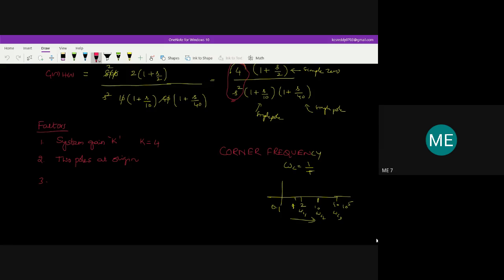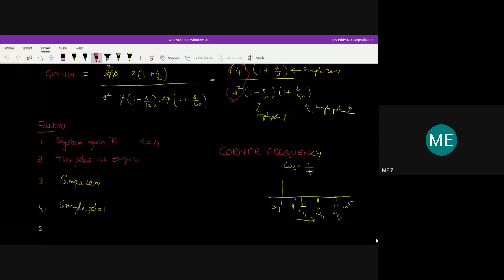Likewise, we need to find the sequence of omega c1, omega c2, omega c3. So which one is omega c1 here? If you look, it is the simple zero. So the simple zero you need to write down here. Then the fourth one is simple pole 1 and simple pole 2. Say for example, this is simple pole 1 and then simple pole 2.